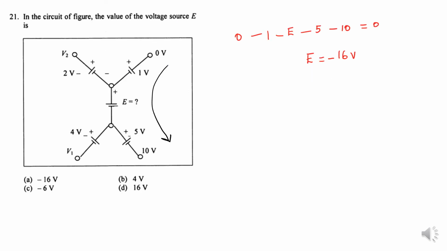Next problem, in the circuit of figure, the value of voltage source E. Okay, here see in the circuit, voltage source is connected. So I am going to take this circuit. I am going to apply the KVL here. The first is 0, directly put 0. Then positive to negative, that is voltage drop minus 1. Here positive to negative, voltage drop minus 1, minus E. Then again positive to negative, voltage drop minus 5. Here positive to negative, positive, here negative, so minus 10 equal to 0. So what is the value E? E is equal to minus 16.